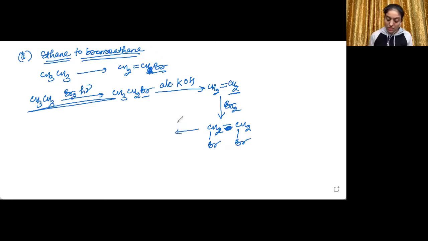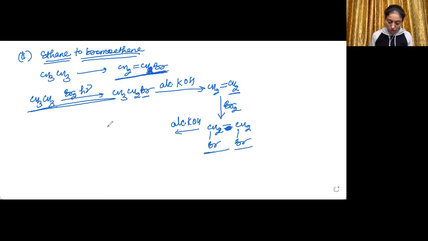Now we can treat it again with alcoholic KOH. But we will not be taking alcoholic KOH in excess, because if we take it in excess, it will lead to dehydrohalogenation from both the positions. And again, we will be left with alkyne as the product. We do not need alkyne as the product. We need this as the product. Only one bromine and one hydrogen should be lost.